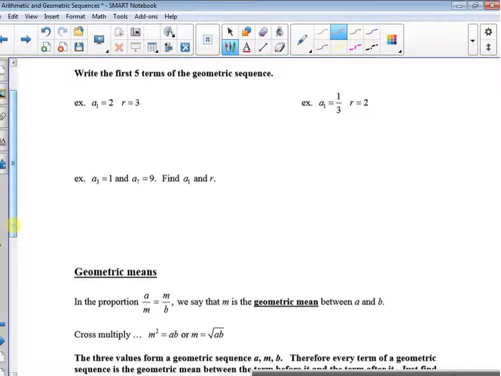All right, write the first 5 terms of the geometric sequence. If a sub 1 is 2, I would do 2 times 3 is 6, times 3 is 18, times 3 is 54, times 3 is 162. This one, 1/3 times 2 is 2/3 times 2 is 4/3 times 2 is 8/3 times 2 is 16/3. Remember, you just multiply the numerator because you're multiplying by 2 over 1.